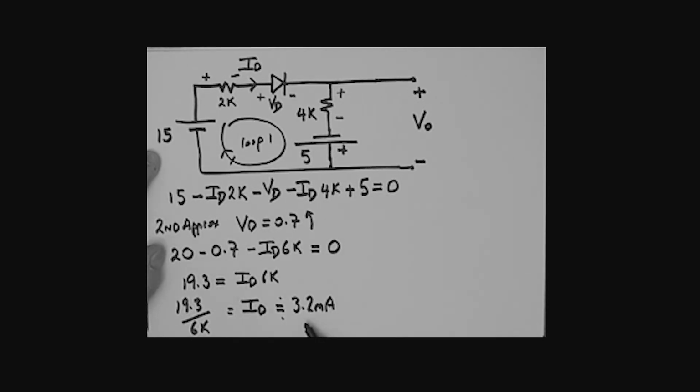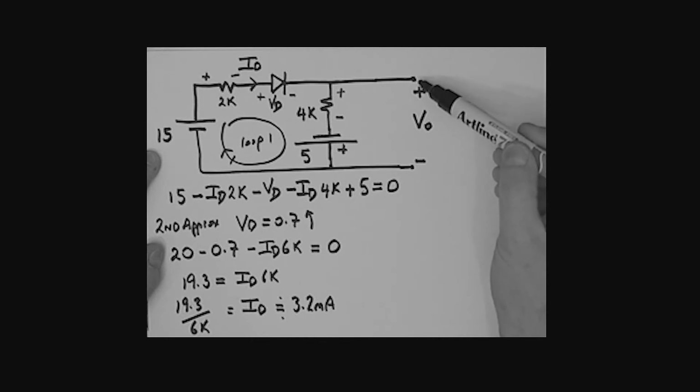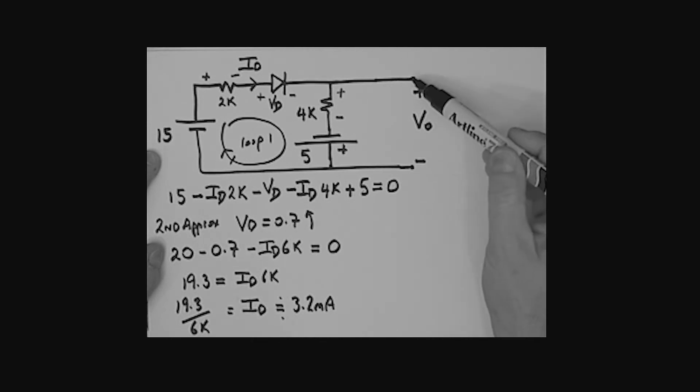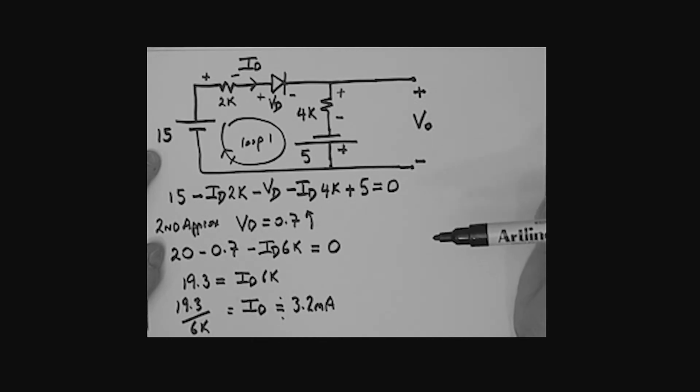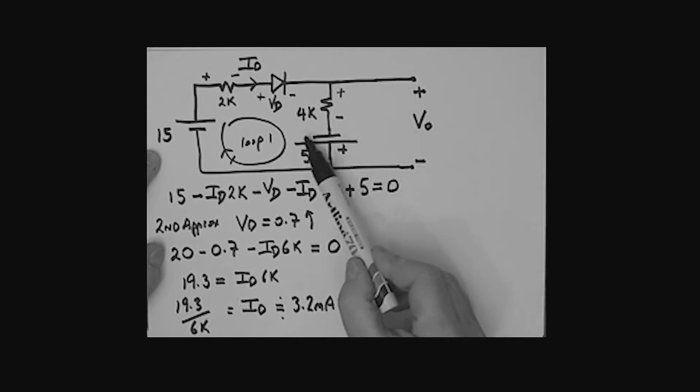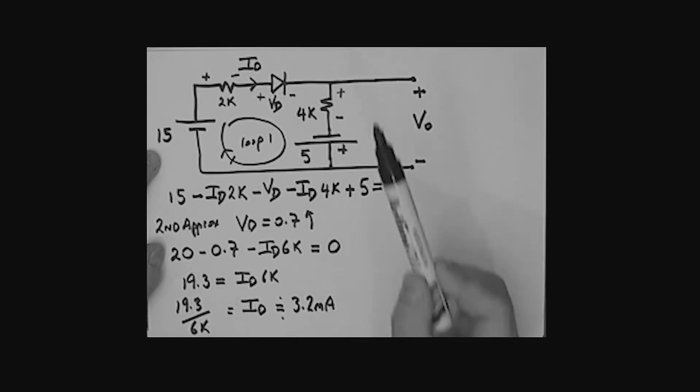So by taking this loop here, summing the voltages around that loop, I've been able to find this current ID. Now, what do we want? We want the voltage VO between here and here. Well, really, that voltage is made up of what? It's made up of this guy and this guy here.